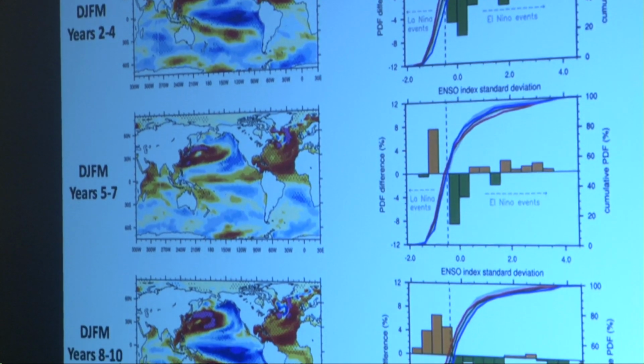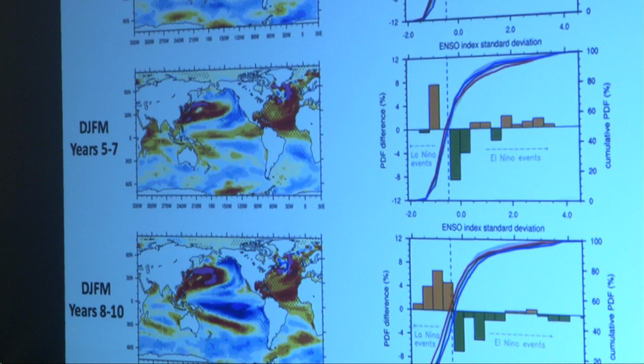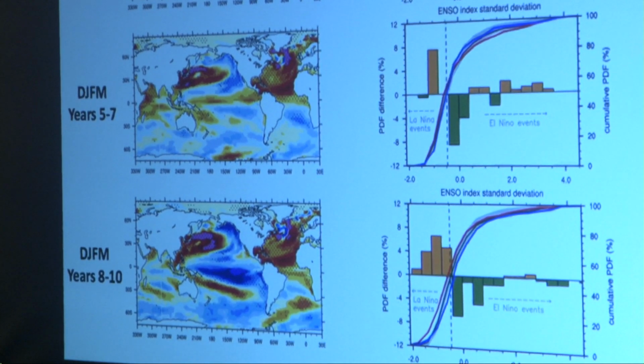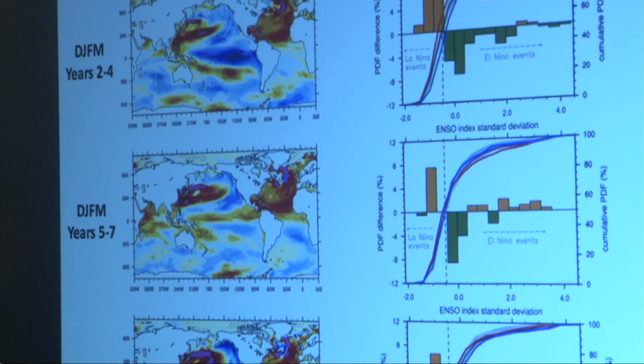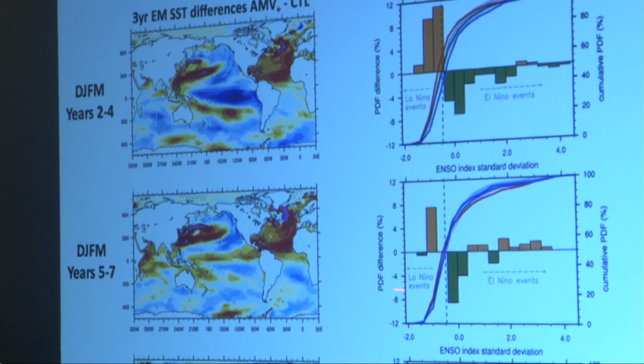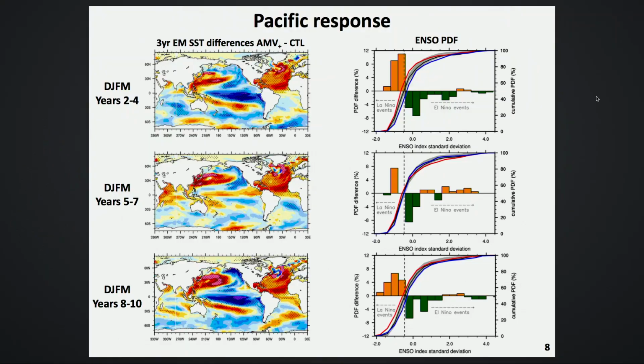And indeed, if we look at this PDF graphic, we can see that the red line and the blue line switched, and they are just the opposite of what was during these years, during the years 5 to 7. So that suggests that during these years, there are finally more Nino events than Nina events in the AMV plus experiment compared to the control simulation. And finally, we are going back to the same thing at year 8 to 10.